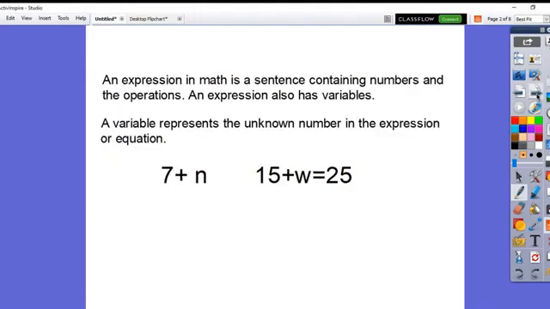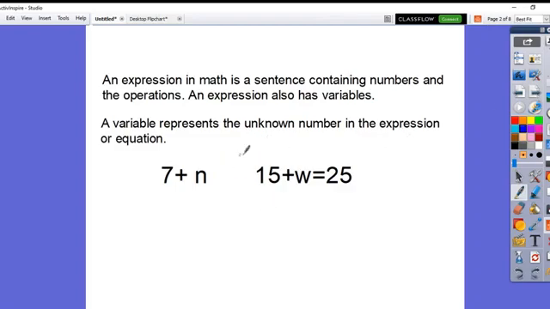Let's find out. An expression in math is a sentence containing numbers and the operations. When you think of operations in math, that means you could be subtracting, you could be adding, you could be multiplying, or dividing. An expression also has variables.